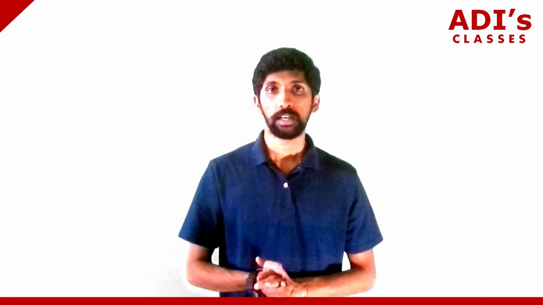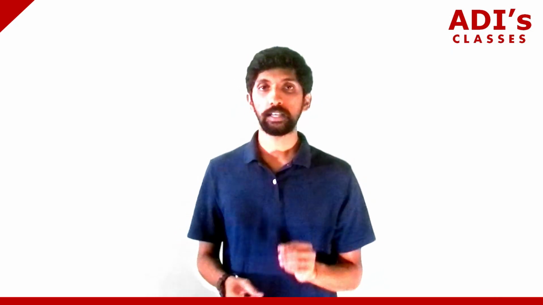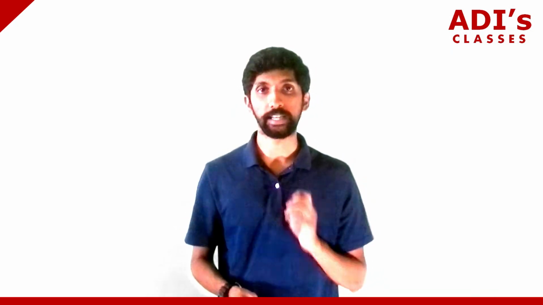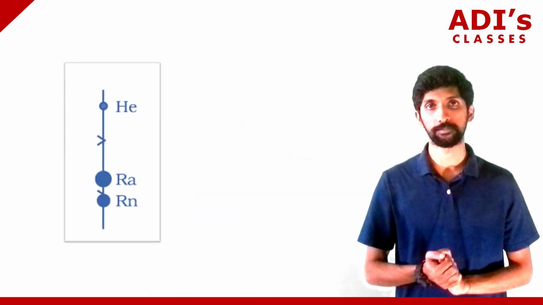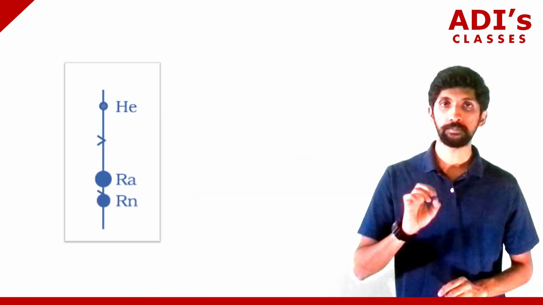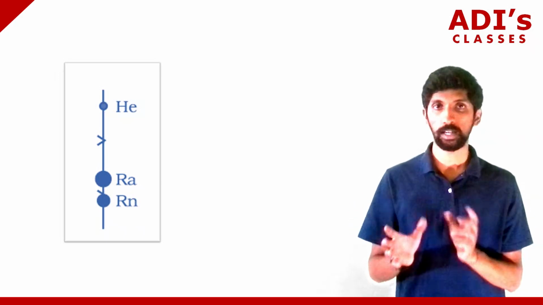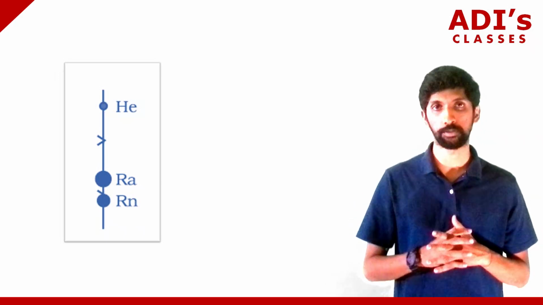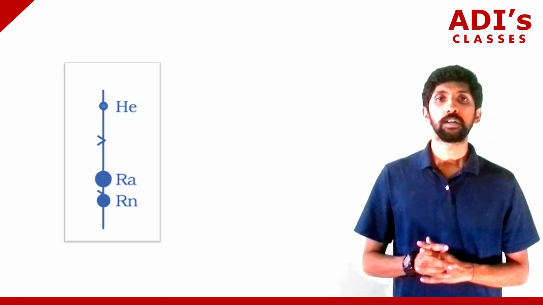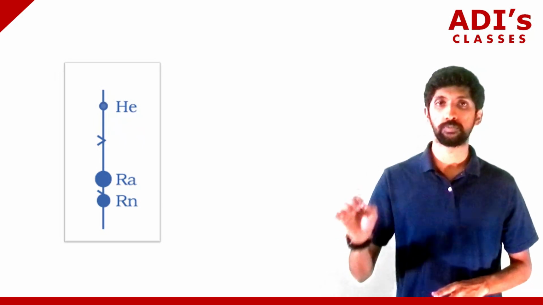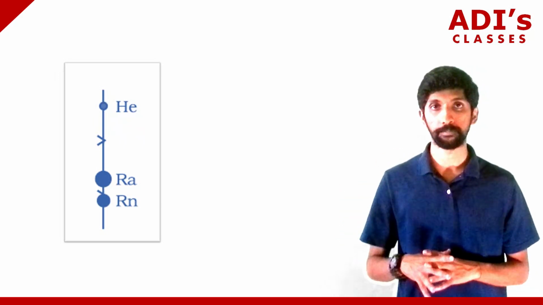Another example is radioactive decay. This is one example we can give. Uranium decomposes into two parts: one is thorium and one is an alpha particle. Alpha particle is helium nucleus. So here the helium nucleus is very light compared to that of thorium.